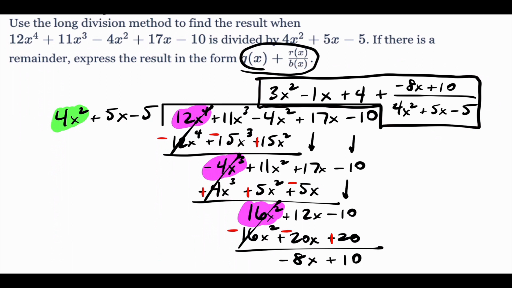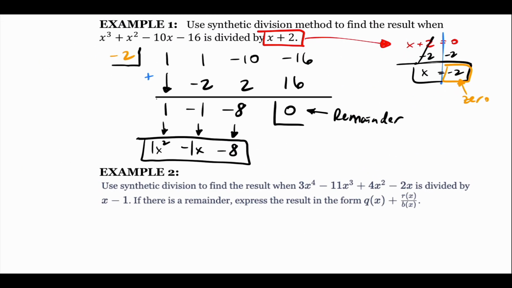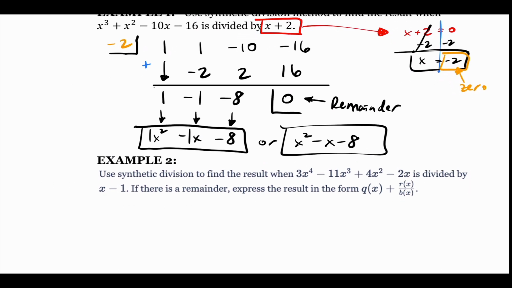So usually the top power will go down by at least 1. Or another way to write this, you can write it as x squared minus x minus 8. It's the same thing. That's your answer. That's your quotient. That's the guy that would go on top of the house last week. All right, let's try another one.